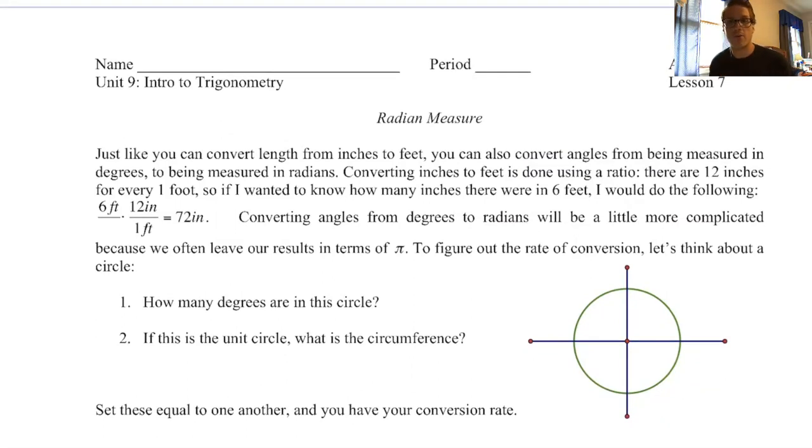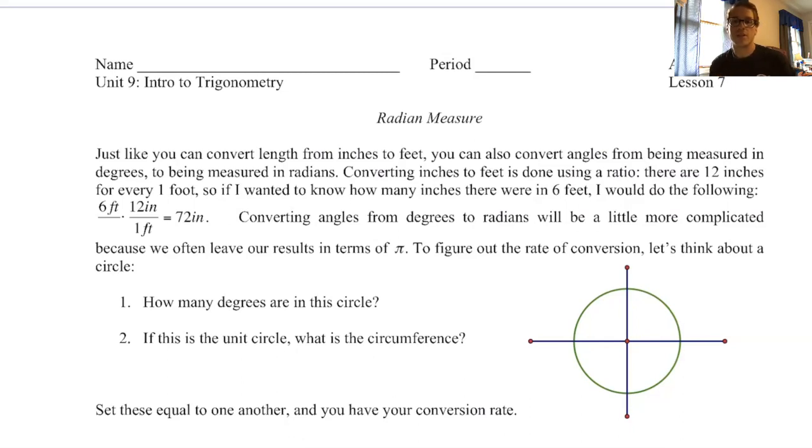Today we're going to talk about how to work with radians, work with our trig functions when we're given radians, and really how to go between degrees and radians because they represent the same quantity more or less. They're just a different unit of it, right? So just like you can convert length from inches to feet, you can also convert angles from being measured in degrees to being measured in what's called a radian here.